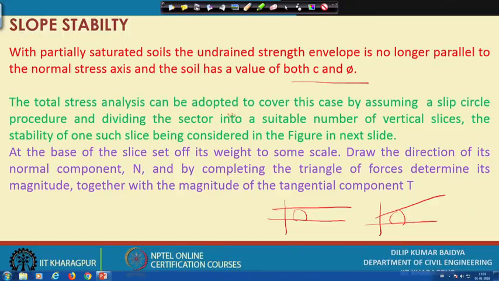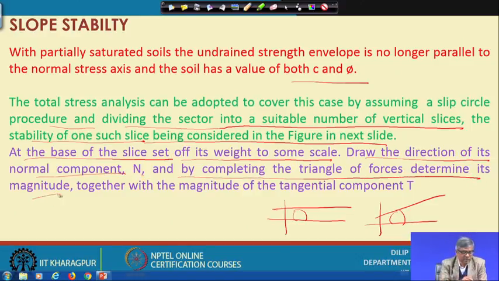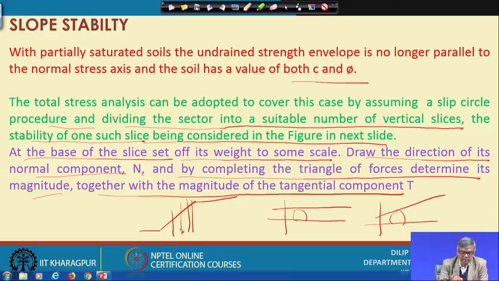So, the total stress analysis can be adopted to cover this case by assuming a slip circle procedure and dividing the sector into a suitable number of vertical slices. The stability of one such slice is considered in the figure in the next slide. At the base of the slice, set up its weight to some scale, draw the direction of its normal component N, and complete the triangle of forces to determine its magnitude together with the magnitude of the tangential component. That means, the total stress analysis will be done when there is a slope something like this, and I can make a number of slices like this, and this slice will have a failure plane something like this.